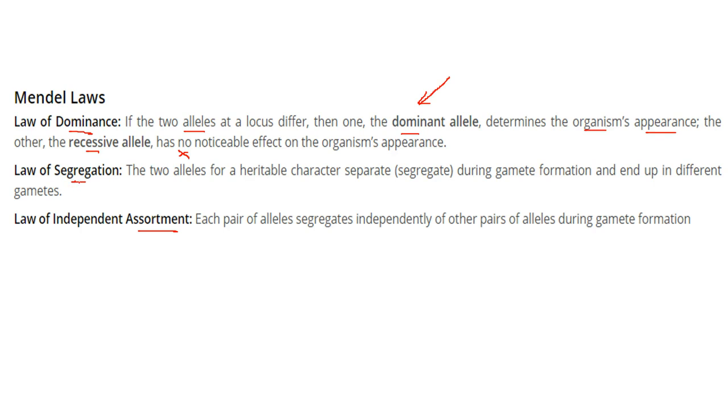The law of segregation says the 2 alleles, the genetic content for heritable characters, separate during gamete formation and end up in different gametes. So they segregate and end up in different gametes. This is the law of segregation. Then the law of independent assortment says that each pair of alleles segregates independently of other pairs of alleles during gamete formation.